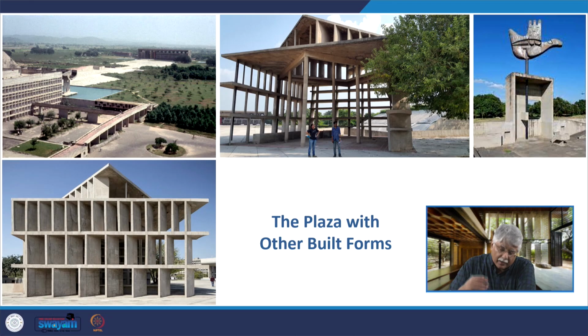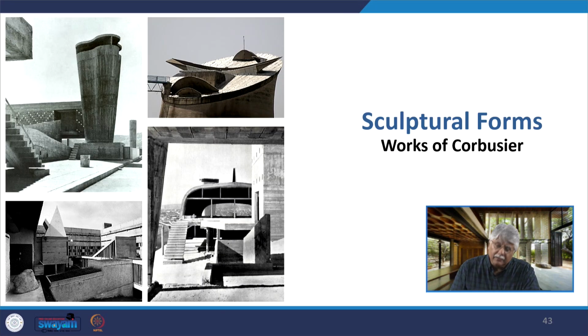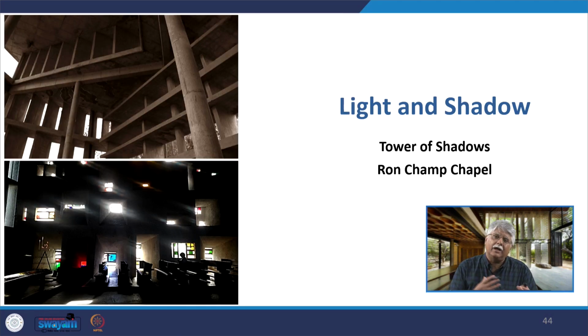In the plaza there are other built forms, like I told you, the Tower of Shadows, the Open Hand. They are here at the very corner on this side. You see the Monument of the Martyrs. And then there are the sculptural forms, not only in Chandigarh, this is in the assembly building, but also in Unité d'Habitation and in the Monastery of La Tourette. So this became another thing in which he started expressing himself very boldly in these massive sculptural forms in his buildings. Then the play of light and shadow within the Tower of Shadows and also in the Ronchamp Chapel.